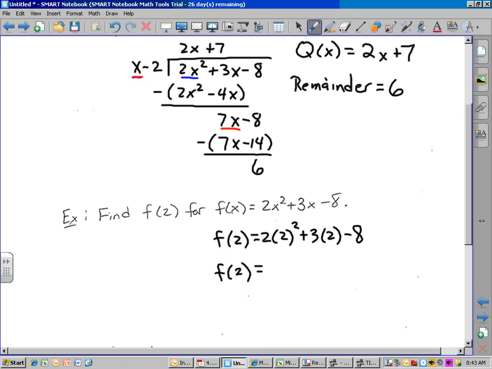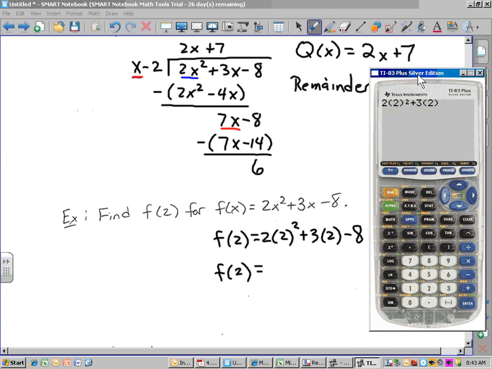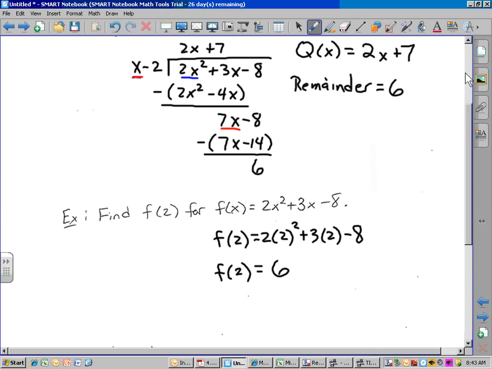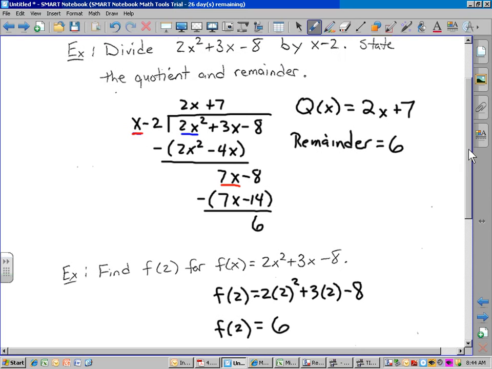Okay, we can put this into the calculator. 2 times 2 squared plus 3 times 2 minus 8. And we get 6. Now, if you notice how these two problems were set up, this 6 happens to be the same as this 6. That's not just a coincidence. That was set up for a very specific reason. This basically defines the remainder theorem, one of the two big concepts we're going to be studying in this section.